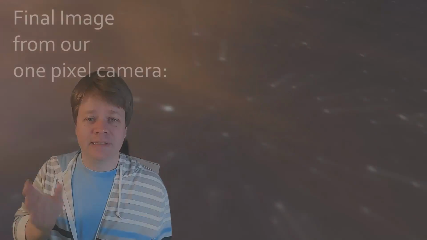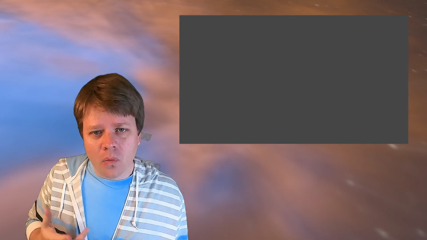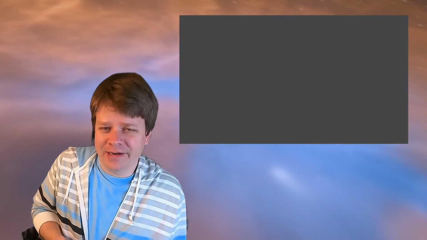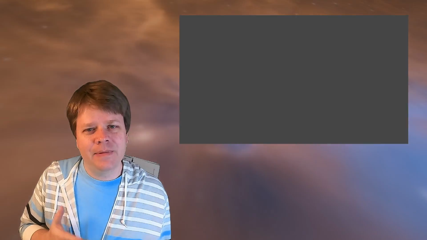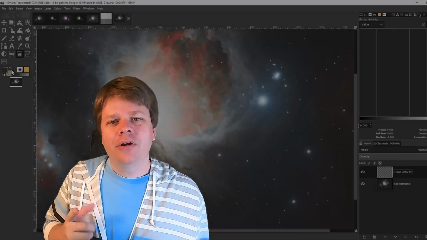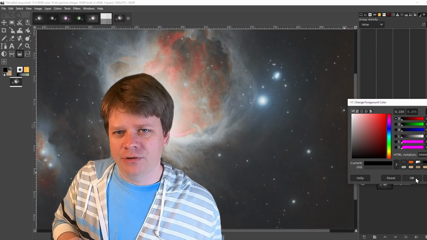shall we? Here is the image from our 1 pixel camera. It's so beautiful. Look at that structure. What's that? A 1 pixel camera doesn't show any detail? Well, I like it anyway. But you're right, what makes the image a good image? Well, I think you could argue that structure makes a good image.